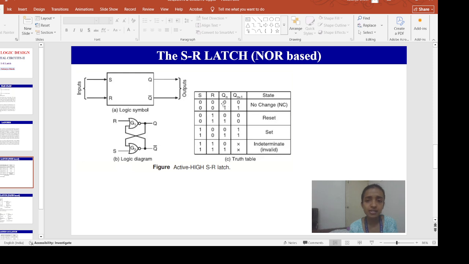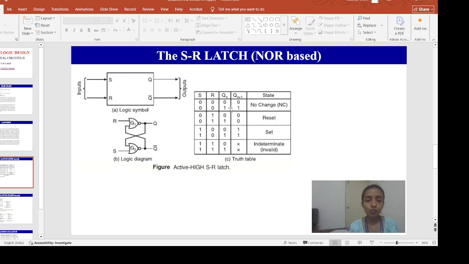Like if your present state Qn is 0, then Q will remain the present state. It will remain in the present state only. That means when both S and R are 0, it has no effect on the output state.